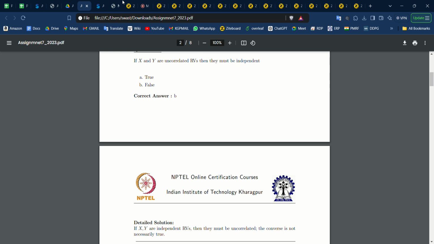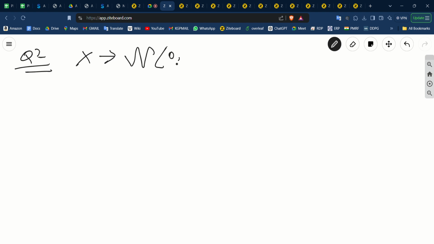Okay. Now let's proceed to the example. The example that I will provide to illustrate this statement is: let X be standard normal, so X is a standard normal distribution, and Y is equal to X square. I will prove they are uncorrelated but not independent.